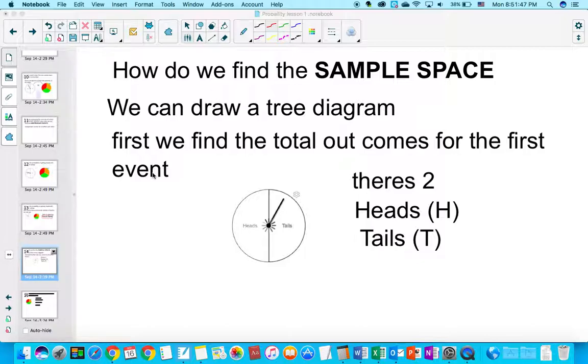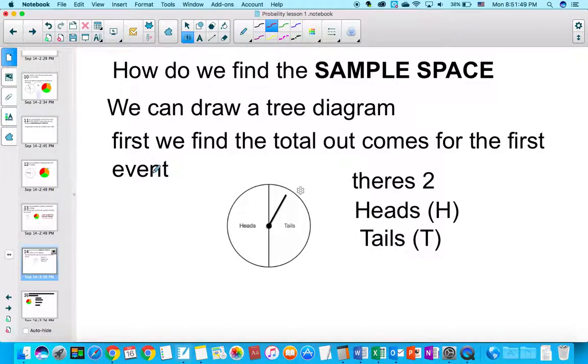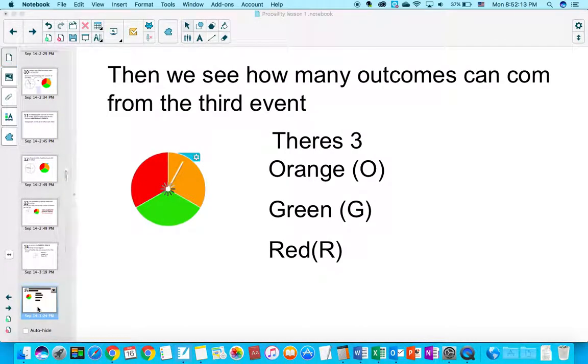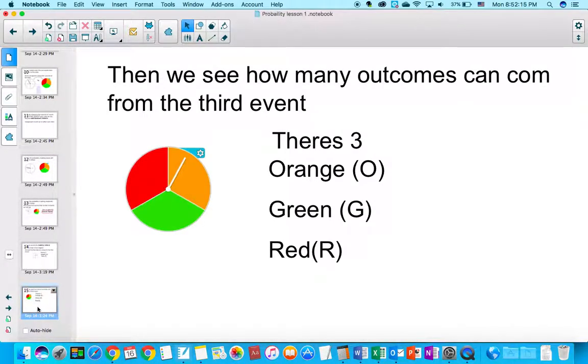Well, to find the sample space, we can draw something called a tree diagram, right? We look at one event on its own. We find the total number of outcomes for that event. So in this case, we're using the spinner for the heads or tails, right? There are only 2 outcomes. Heads, and we'll denote that with an H, or tails, we'll denote that with a T. There's only 2 outcomes. Okay, and now we know that we have another spinner with 3 outcomes.